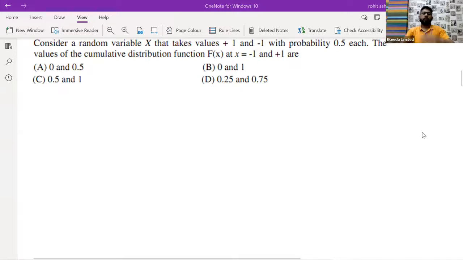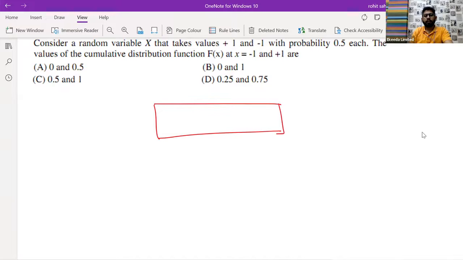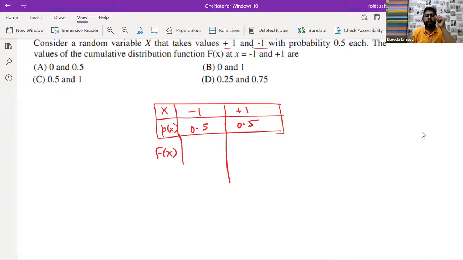See, it says that X is taking two values. And of course, like I said, you start with the least value and then go up to the highest values. So let's say this is X, this is P of X. The values it is going to take are +1 and -1. Probability for each is 0.5. Now, if you have to find the distribution, that means you will be adding the values up to that. So if you consider F of X, this is F of -1, this is F of 1.